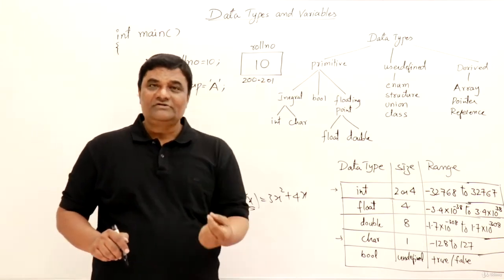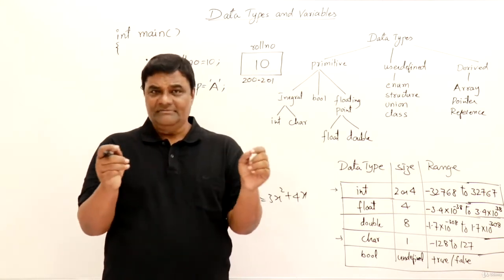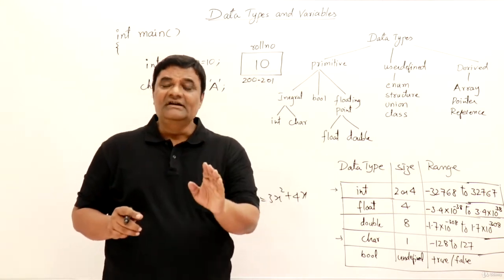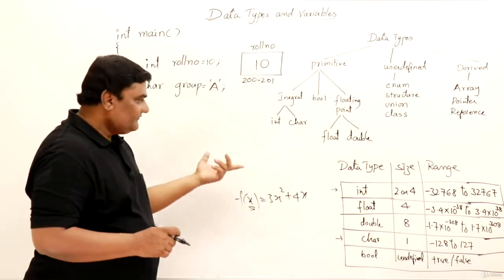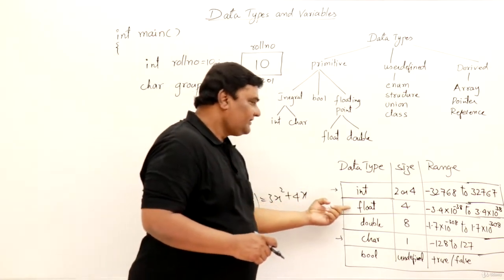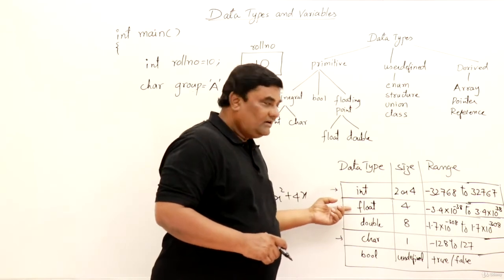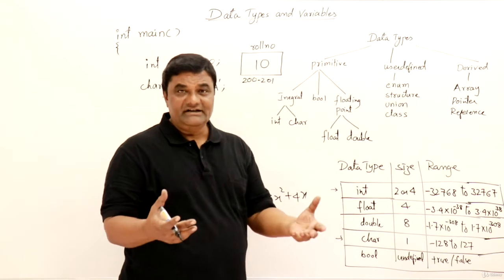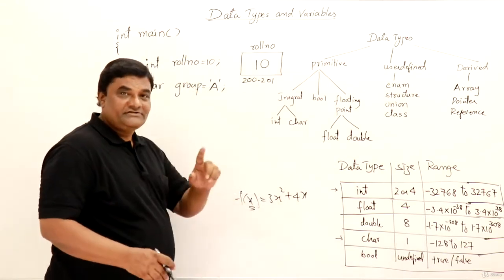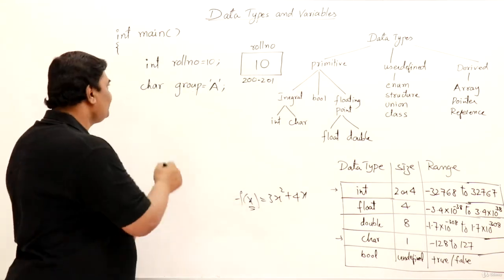Now I want to store the price of some item, some product. Price is $12.75, suppose. Then which data type should I take? I should take float type. Is your number very large? No, not very large, so you don't need double. Float is sufficient. Let us see how to declare float and initialize it.